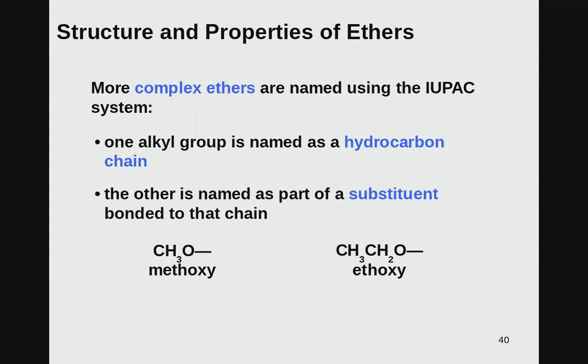Well, if we have ROR, we have to take one of those groups, and it's named as a hydrocarbon, so meth. And the other is part of a substituent chain. So in this case, we start with methoxy because we have meth bonded to the oxygen, bonded to something else. So methoxy. In this case, we have an ethyl group, because there's 2 carbons, O, then there's something over there, so ethoxy.